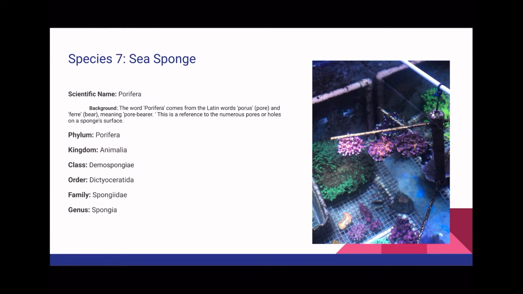Species 7, sea sponge. The scientific name is Porifera. The background: the word Porifera comes from the Latin word porus, which means pore, and phyria, which means bear, meaning pore bearer.